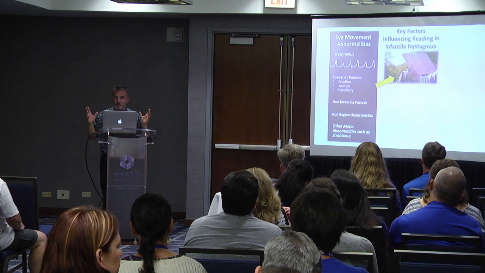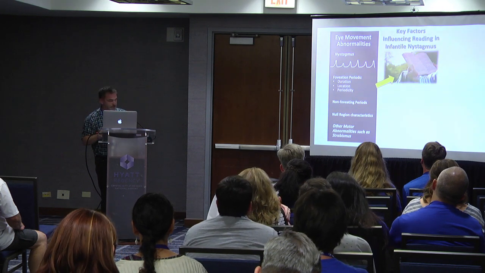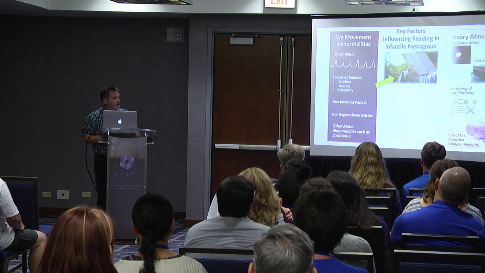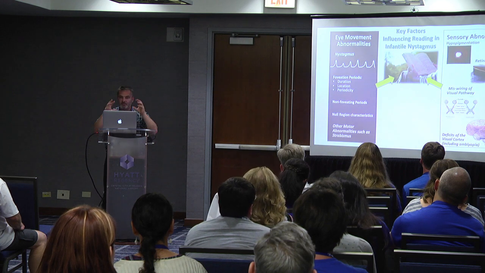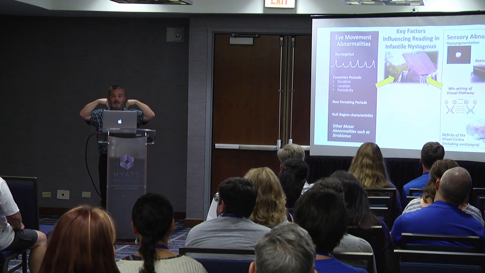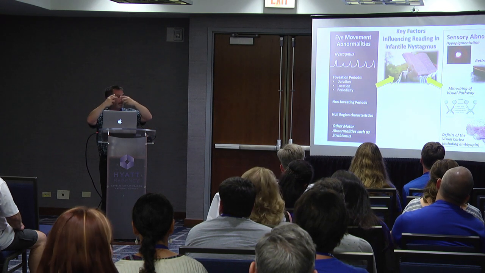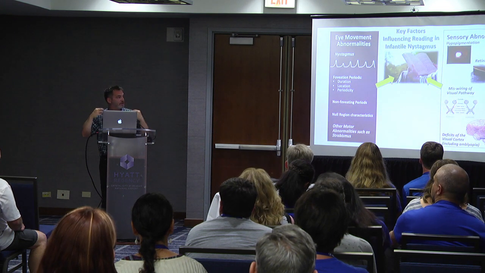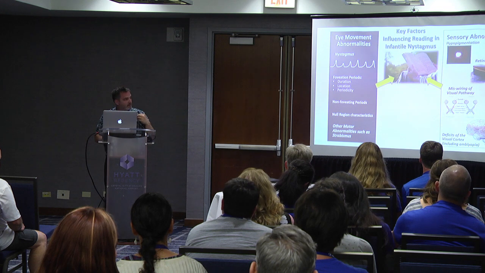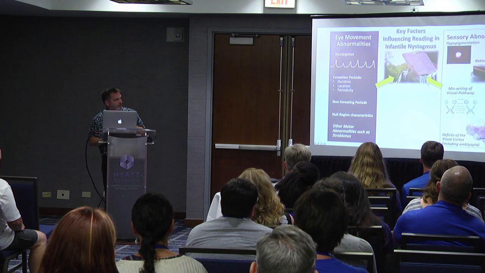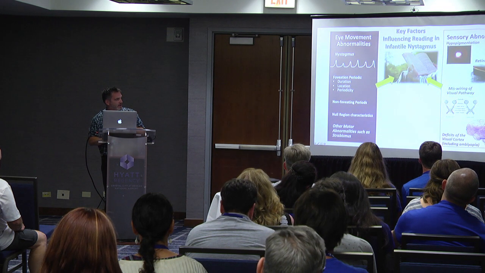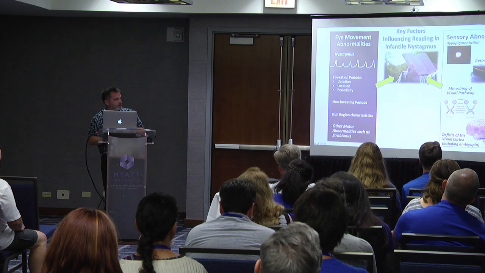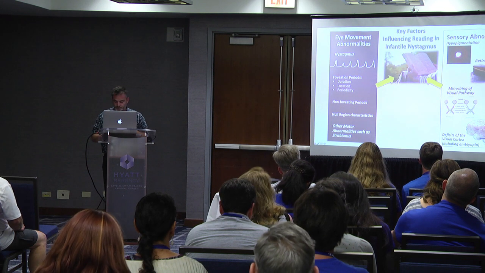There may be other things going on, such as an eye turn, a strabismus. As we've mentioned, there are abnormalities of the information going into the eye. There may be some glare because too much light is going into the eye because you have albinism. There may be some problems with the retina at the back of the eye, and there may be some problems later on in the visual pathway as well.